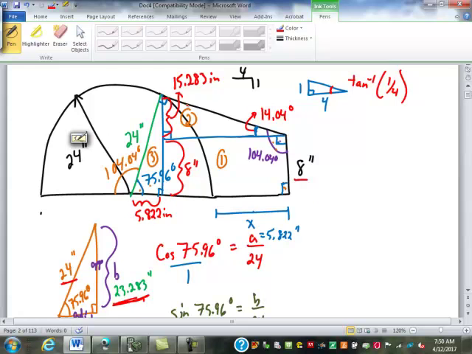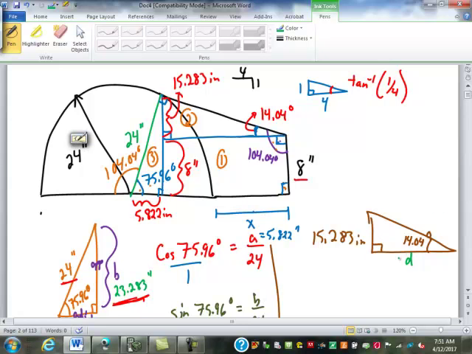Now that I have that, let's look at triangle number 2 up here. Triangle number 2, we now know that this side is 15.283 inches. Let me redraw that. Give myself a little more room. This angle over here we had found before to be 14.04 degrees. I'm going to call this down here D. That side is really all we need to know there.